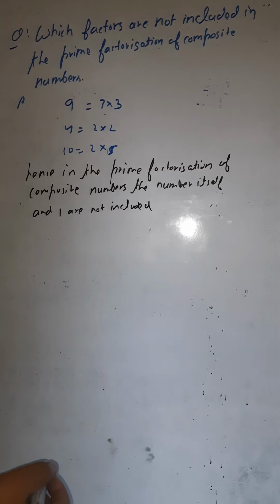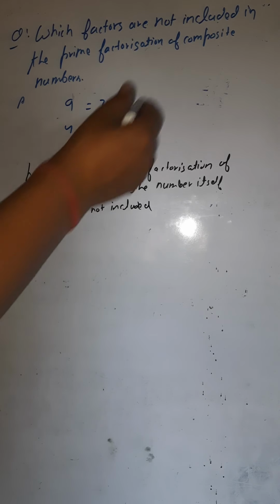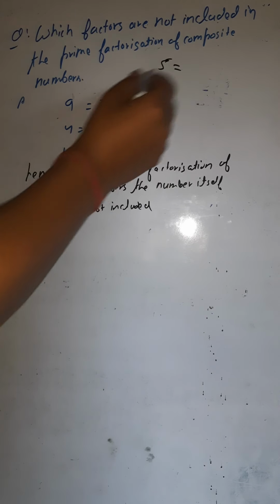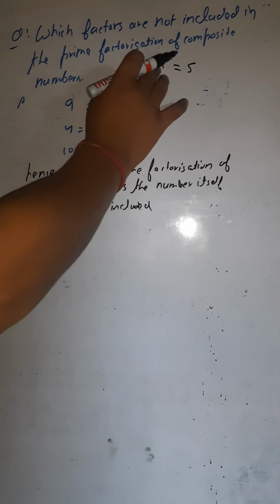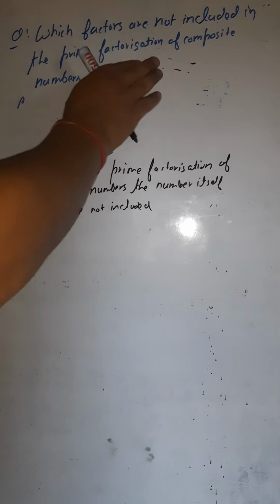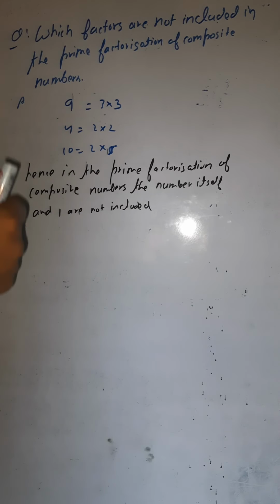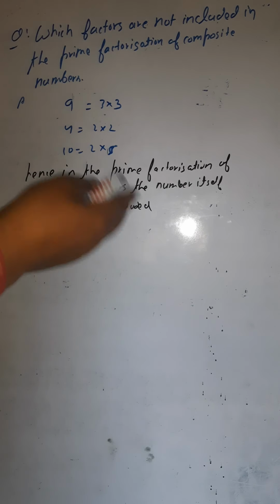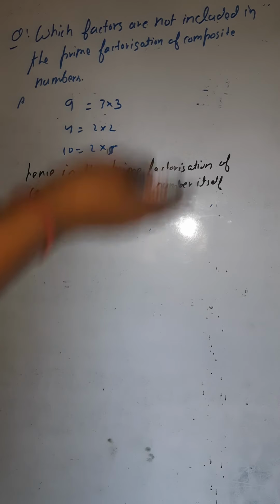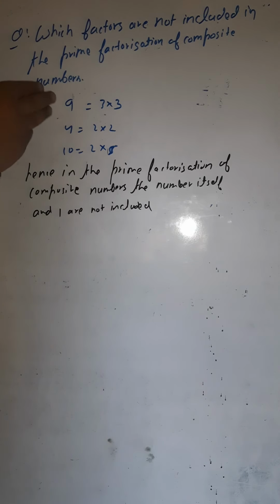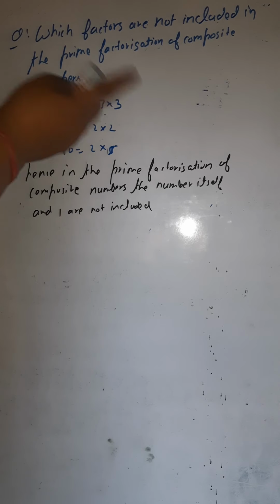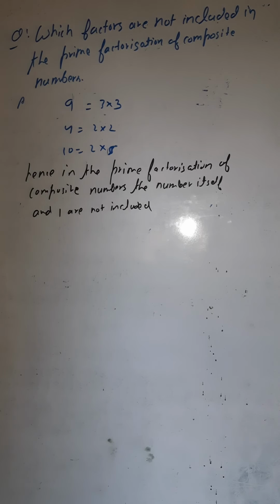Okay, but suppose we are factorizing a prime number. Let's say we have a prime number 5. So what would be the prime factors of 5? 5 is divisible by 5 only. So you would write here 5. Are you getting this? The prime factorization of a prime number includes the number itself. But if you are factorizing a composite number, the prime factors would not include the number itself and the 1. Are you getting this? So just write it down.